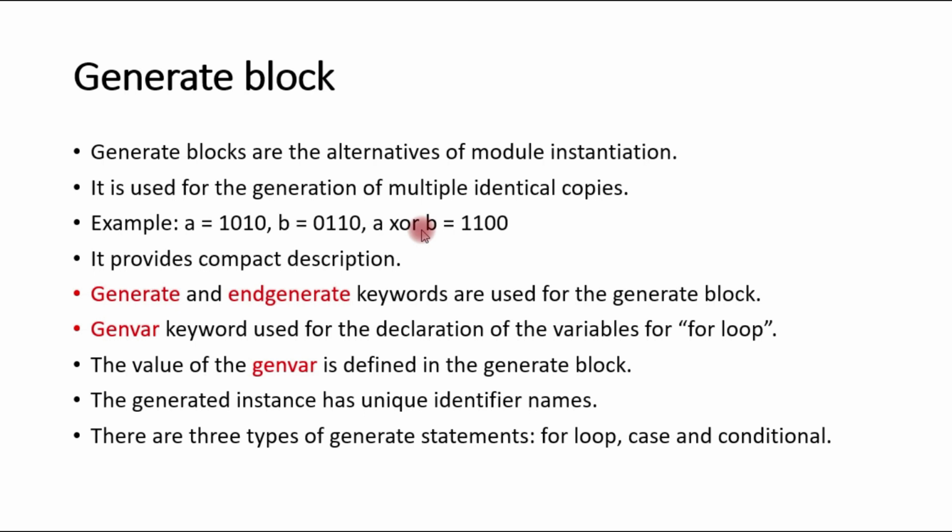Generate and endgenerate. These are the reserved keywords and are used for generate block. There are 3 types of generate statements, and these are for loop, case and conditional. Generate variable or genvar. It is a reserved keyword and widely used in case of for loop.